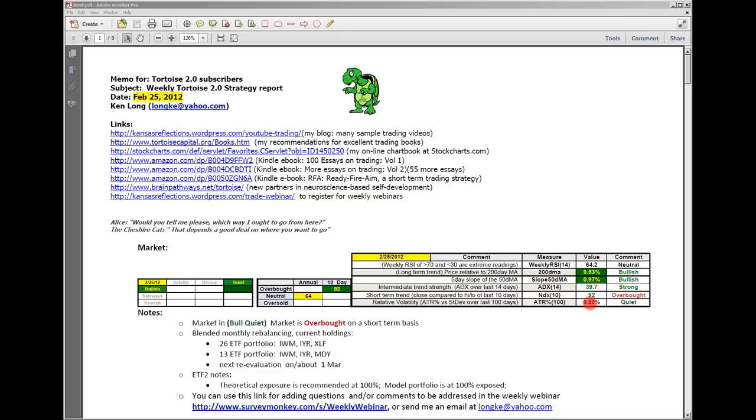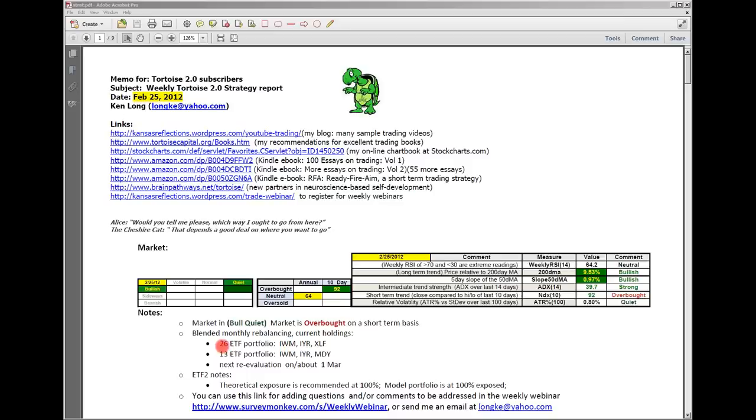ATR percentage is under 1%. It's now at 0.80%, so very quiet. You'll recall that's almost one-fifth of what the ATR percentage was back in August and September. It's no coincidence that that extreme lack of volatility has correlated strongly to the gain, this strong bull that we've been in. Volatility is inversely correlated to gains. So bull quiet, overbought on a short-term basis.